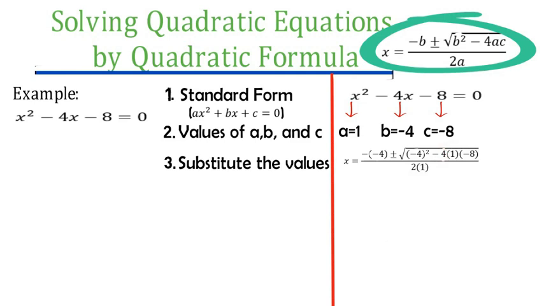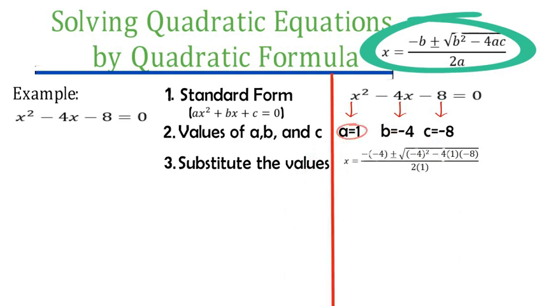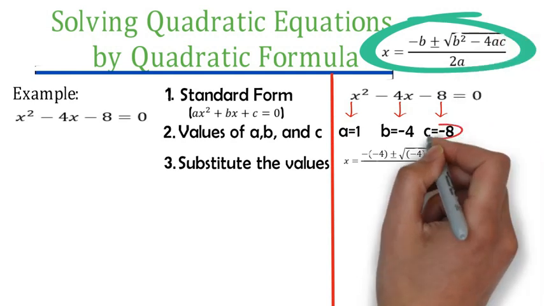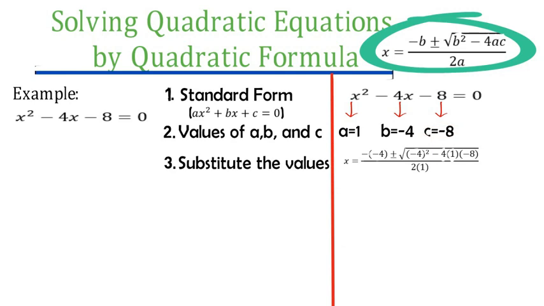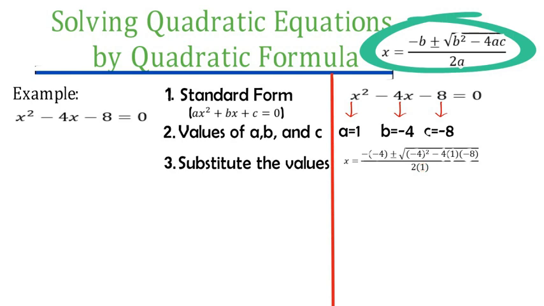Next is the value of a. And the value of our a is positive 1. Very good. So just write down positive 1, just plug in positive 1 to the formula. The next is the value of c, and the value of c now is negative 8. Then just plug in below negative 8, over 2a. Then we have 2 as constant and a that is equal to 1.